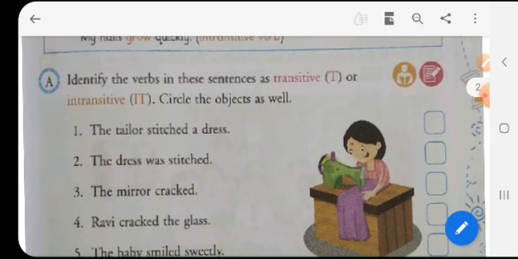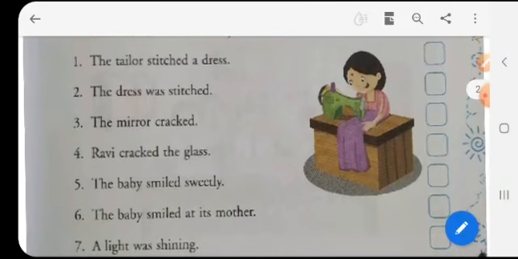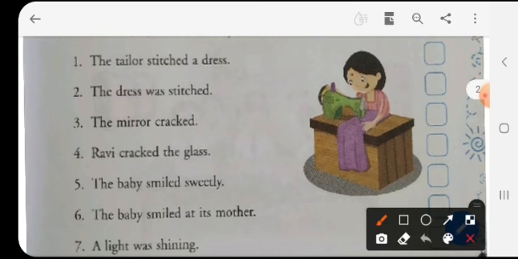So, a tailor stitched a dress. Here a dress is the object, so stitched is a transitive verb. The dress was stitched. Now here stitched has no object, so it is intransitive. The mirror cracked. This also doesn't have any object. It is intransitive. So I hope, children, you have learned how to do this exercise. Hope you will do it all by yourself.